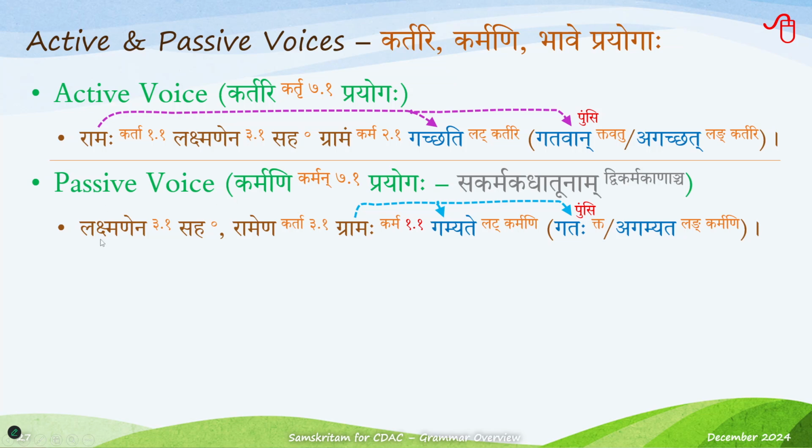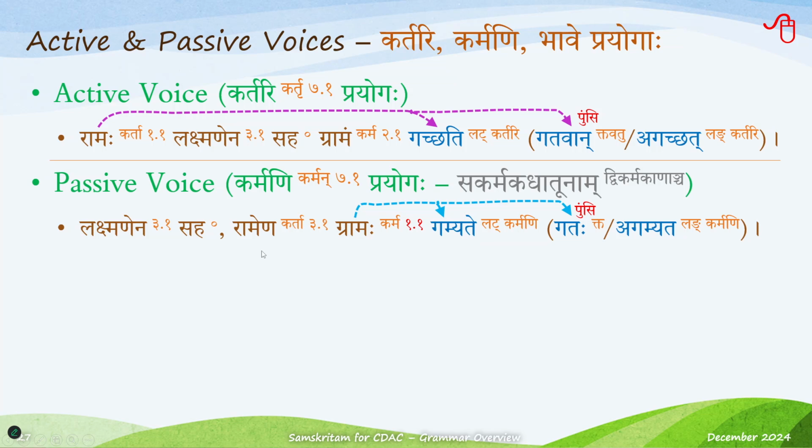So here, what is happening? Lakshmanena saha remains in the equation. It is not having any direct implication in the Kartari Karmani. So Lakshmana remains in the equation, but Ramena Gramaha Gamyate. What happened here? The village became the target of the Gamana Kriya. So that became Pradhana. Gramaha Gamyate. Ramena, by Rama.